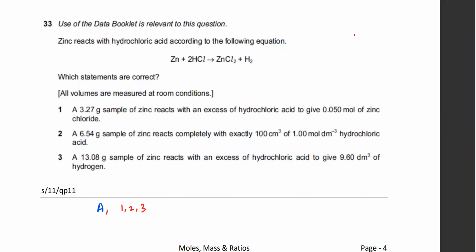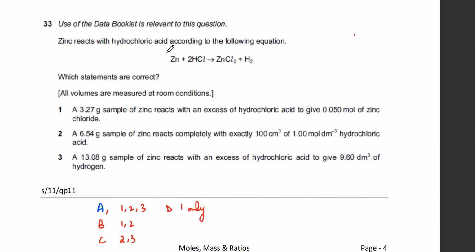B means that 1 and 2 are correct. C means 2 and 3 are correct, and D means 1 only is correct. So just for the sake of practice, make sure you remember the key.